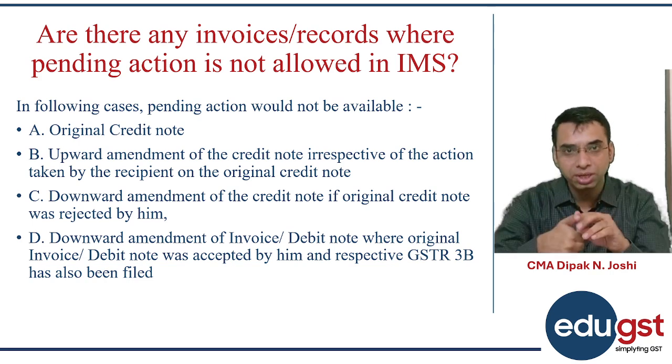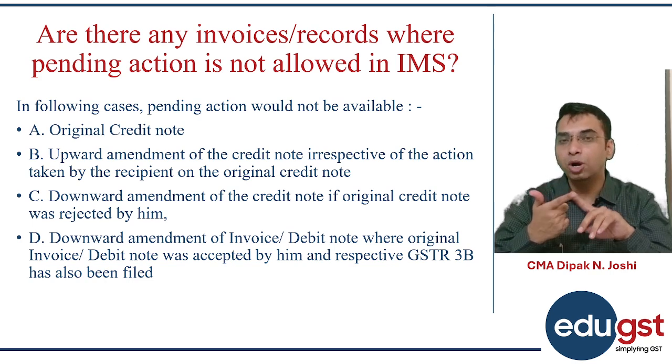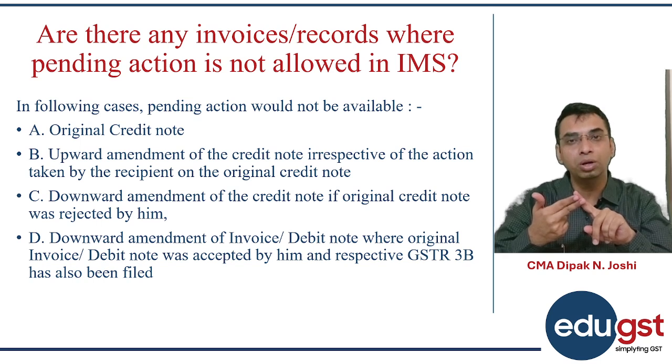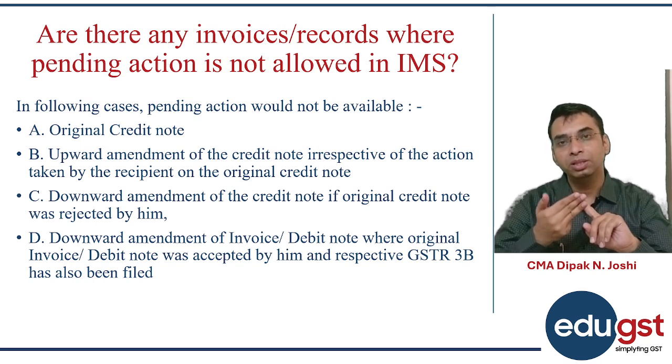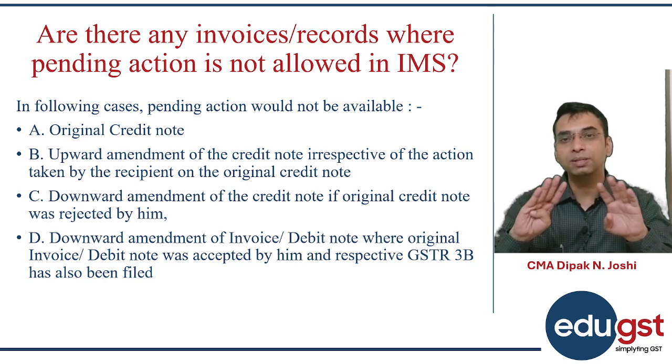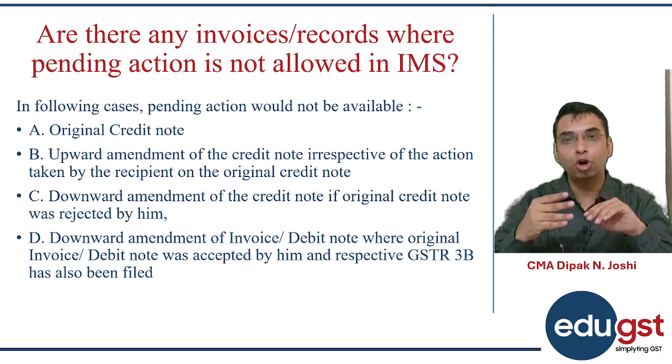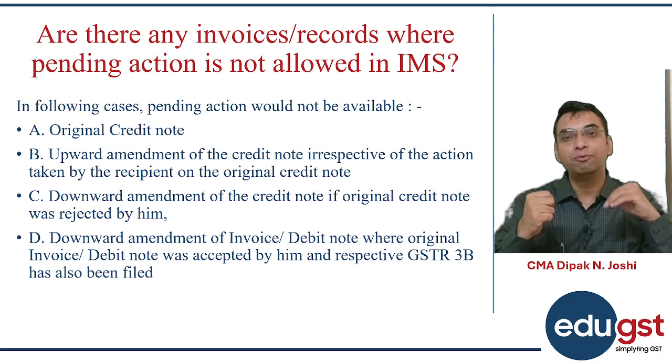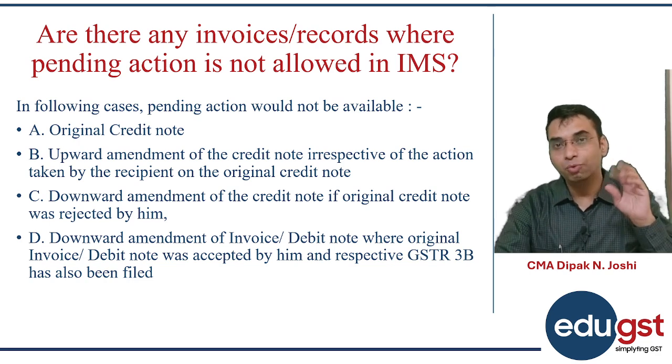So in short, original credit note, any upward or downward amendment in credit note or downward amendment on invoice or debit note, these four documents I cannot keep pending for the future action. This is very important.